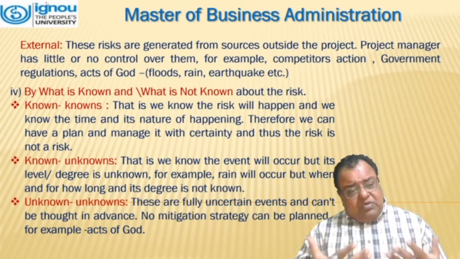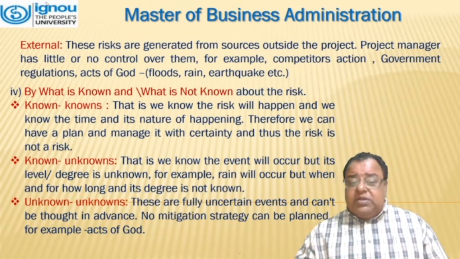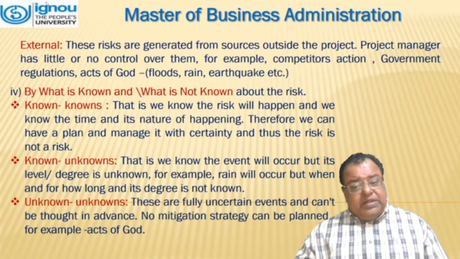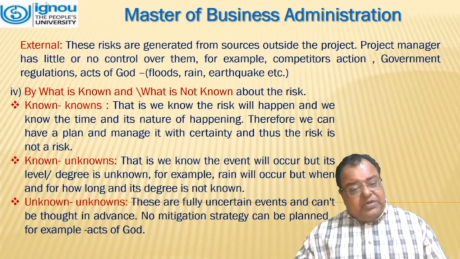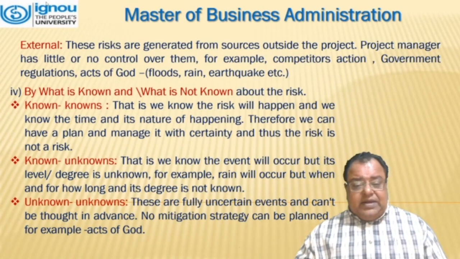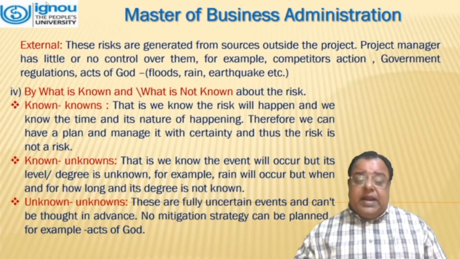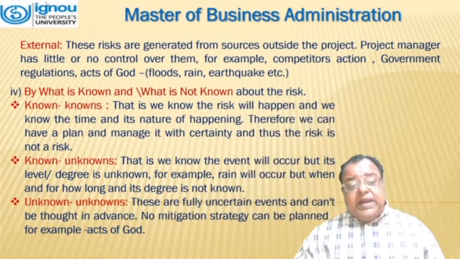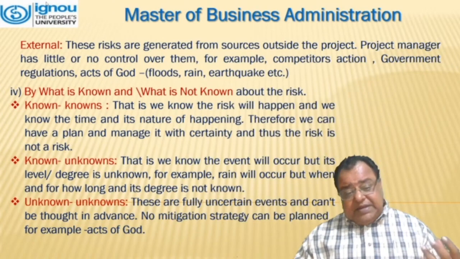Known knowns. This is where we know the risk will happen, and we know the time and nature of its happening. Therefore, we can have a plan and manage it with certainty, and thus the key is not a risk. Known unknowns. That is, we know the event will occur, but its degree or level is unknown. For example, rain will occur, but when, how long, and its degree are not known.